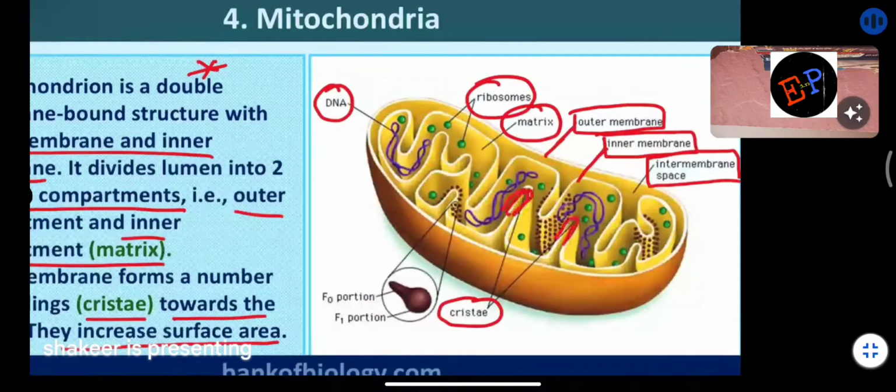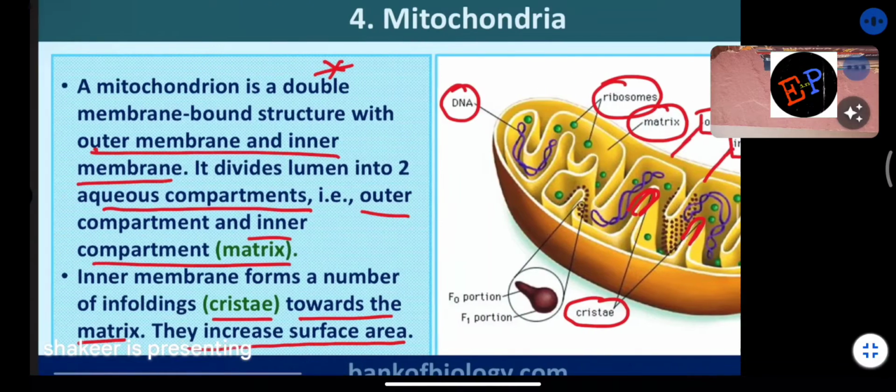And what is the function of cristae? Total surface area will be increased with the help of cristae. Understood? So what are the materials which are present inside the inner membrane?